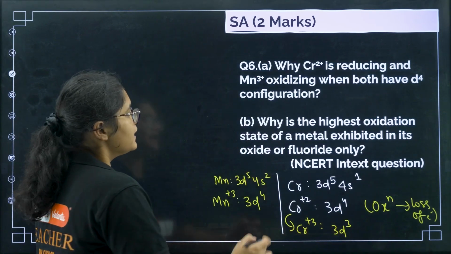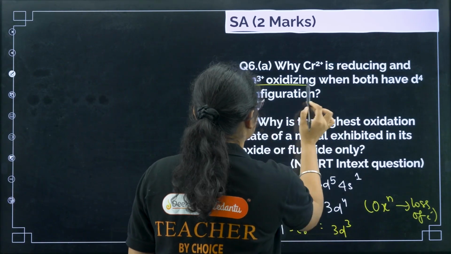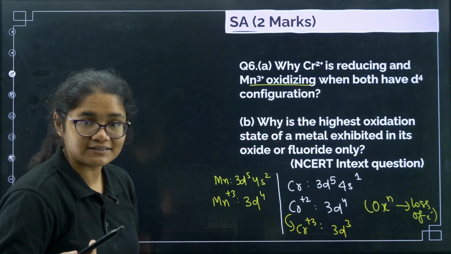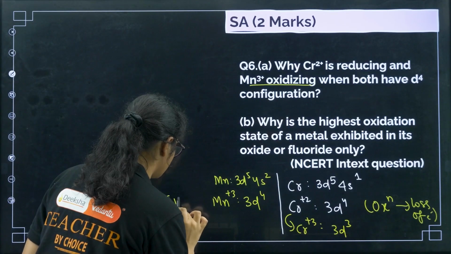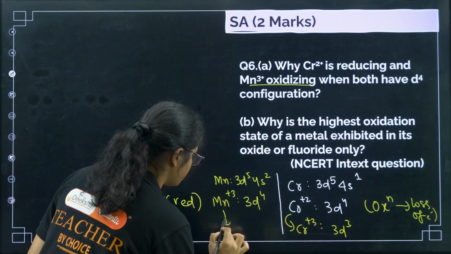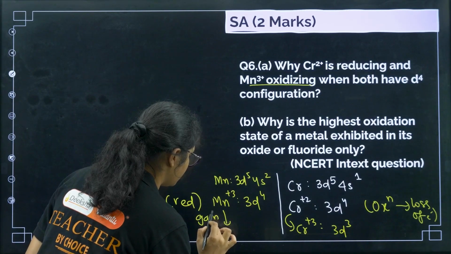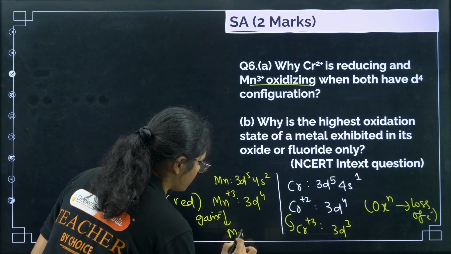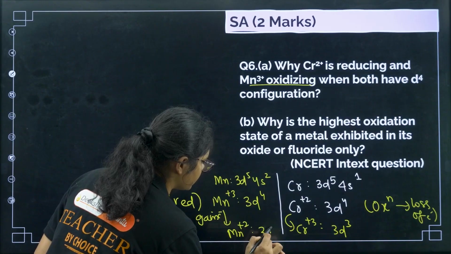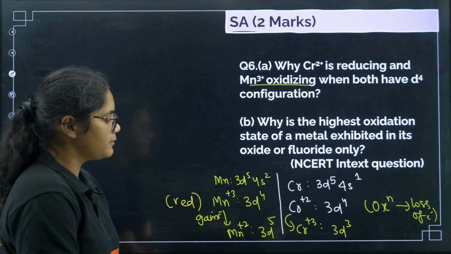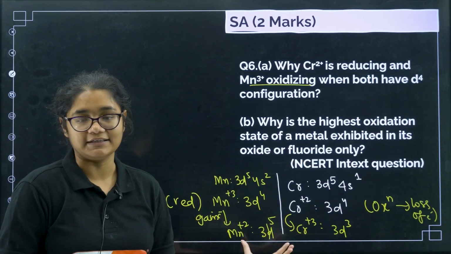Okay, and they are saying that Mn3+ is oxidizing, it will oxidize others, itself it will undergo what? Reduction. If it is undergoing reduction, what will happen? It will gain electron. If it gains electron, what will become? Mn2+, configuration will be 3d5. I hope now you can answer this question very easily.